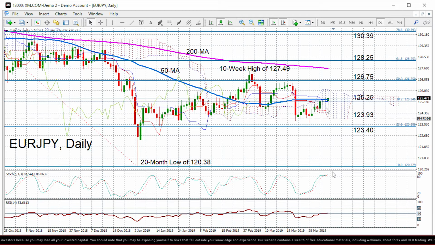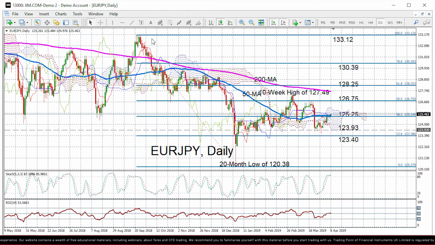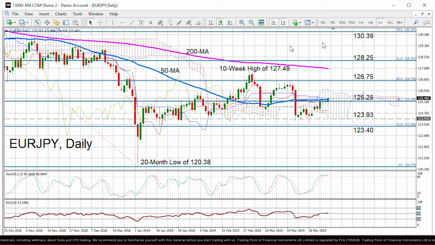upside is looking overstretched. Price action is inside the Ichimoku cloud at the moment, with the 50-day moving average and the 38.2% Fibonacci retracement of the down leg from 133.12 to 120.38 acting as a strong resistance. If prices overcome that resistance region and break above the Ichimoku cloud, we could see prices being able to challenge the 126.75 level. That was a strong resistance back in March.